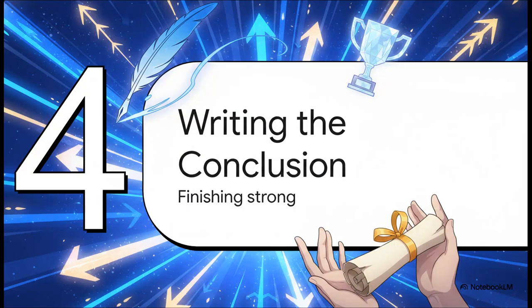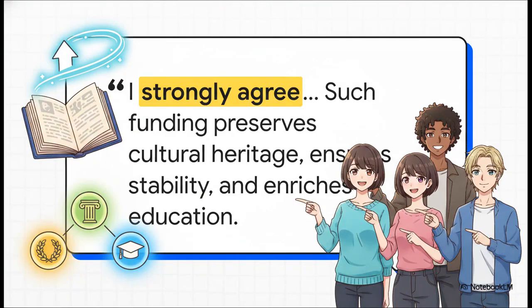You've built all your strong arguments, and now it's time to finish strong. Let's take a look at how to wrap everything up neatly and powerfully with the conclusion. A great conclusion really only does two things. It restates your position and it summarizes your main points. Notice how this example doesn't bring in any new ideas. It kicks off with, in conclusion, clearly says strongly agree again, and then just lists the main points from the body paragraphs in one nice, clean sentence.